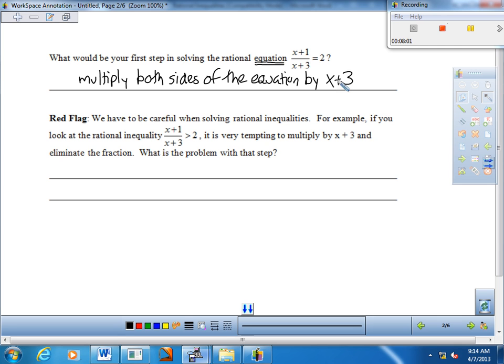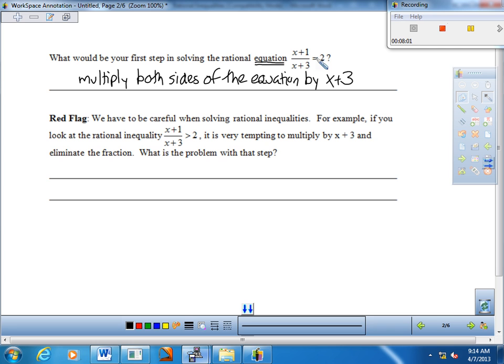The question is, why can't we do it here in the inequality when we could do it in the equation right up here? So you might have to think back to your work on inequalities, but I'll give you a second. I'll stall for a moment while you think about it. Why not here when we could do it here?